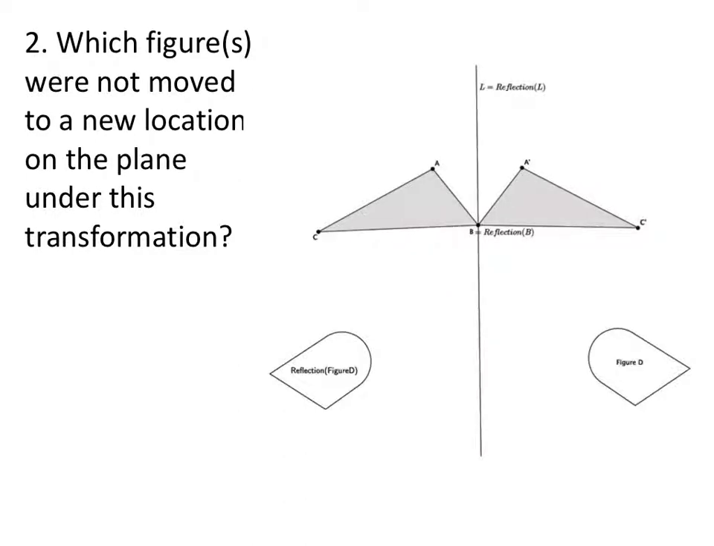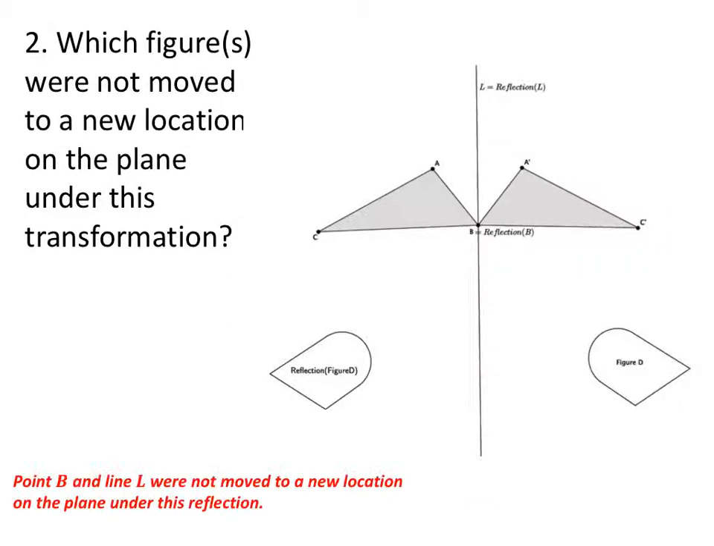Which figure or figures were not moved to a new location on the plane under this transformation? Talk about that with your partner. Or in other words, were there any parts or figures that were not moved at all after the reflection? Notice point B was not moved at all because it is on the line of reflection here. Also, the line of reflection was not moved because it's the line of reflection.